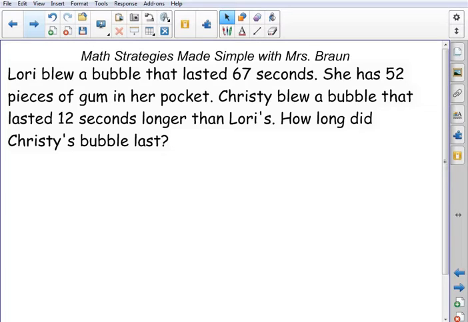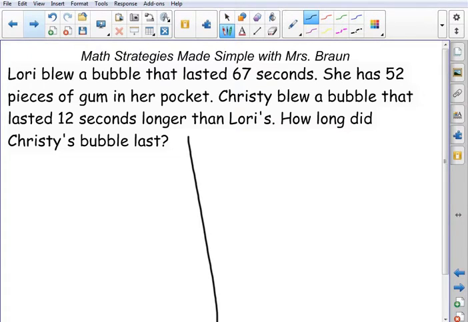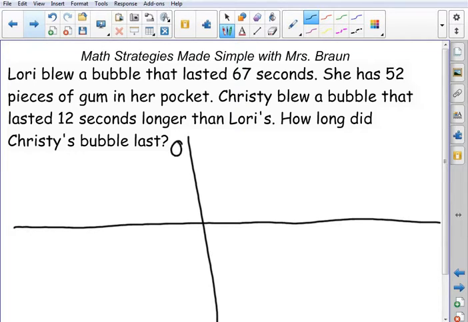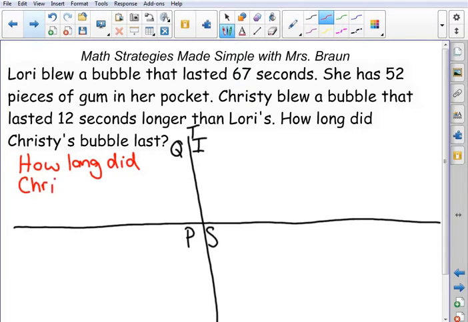Okay, so again, I'm going to set up my QTIPS organizer. Okay, I've got a question. I'm going to think about the important information, and draw a picture and write a solution. So starting with the question, it's asking me how long did Christy's bubble last?